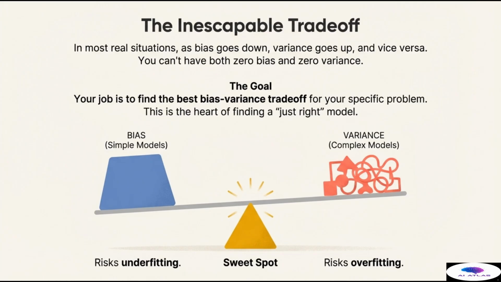The seesaw visualization helps us understand this balance. Simple models rest on the side of bias, which is the heavy weight that risks underfitting. Complex models rest on the side of variance, which is the messy, tangled weight that risks overfitting. Your job as a data scientist is not to eliminate these risks, but to manage them. The ultimate goal is to find the sweet spot, the pivot point on the seesaw where you have achieved the optimal bias-variance trade-off for your specific problem. This is the heart of engineering a just right model that achieves maximum generalization ability in the real world.